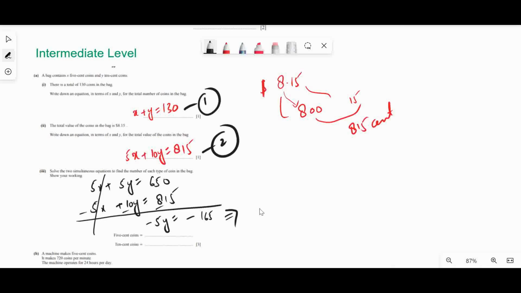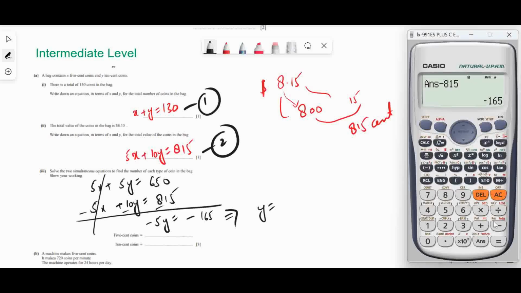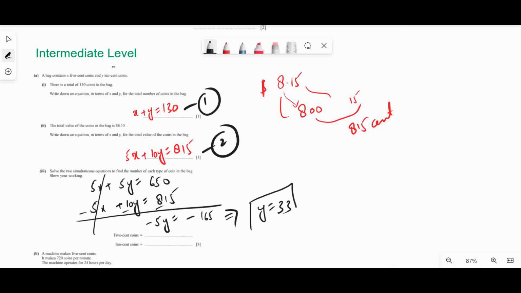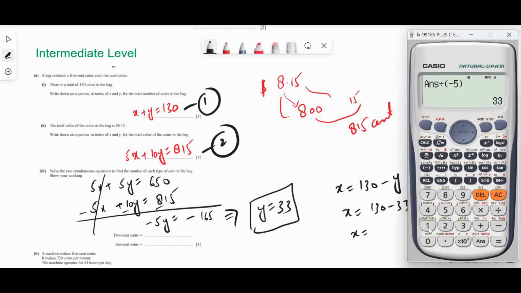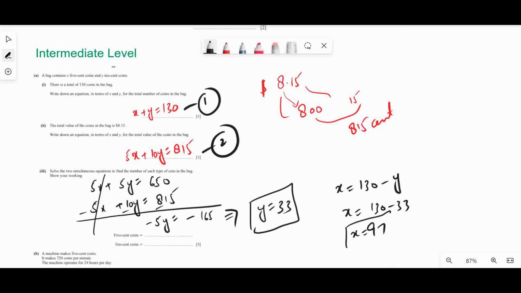So finally y will be minus 165 divided by minus 5. So this will be equal to 33. Now just put it in any of the equations. Let's put it in the first equation. So x will be equal to 130 minus y. So x will be equal to 130 minus 33, which is equal to 97.